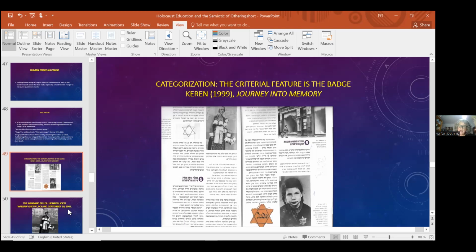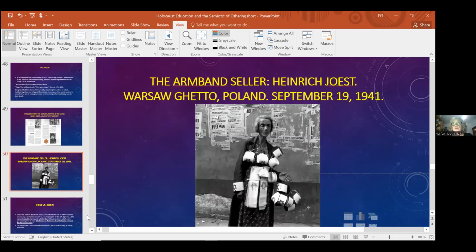Categorization. When you choose photographs according to categorization, you have to find the criterial feature. Here, the criterial feature, as you see, is the badge. You can see the badge? It is the most salient item on the double spread, right? And we have two people that wear the badge. This woman was photographed by Heinrich Jöst, an amateur Nazi photographer who sneaked into the ghetto for a whole day and photographed wherever he could.